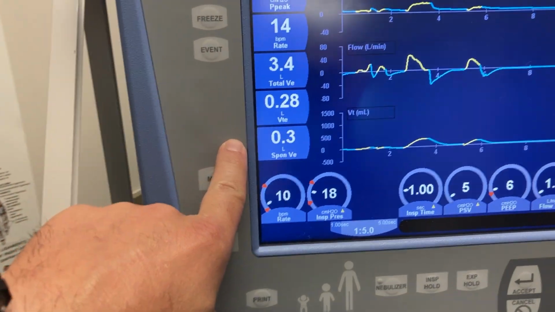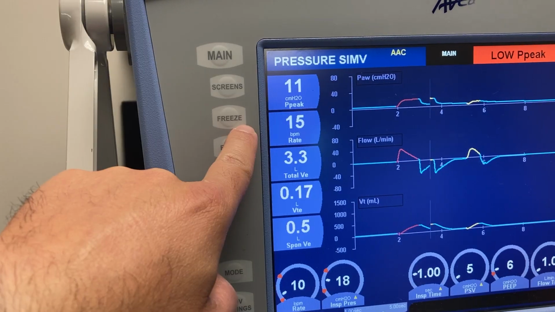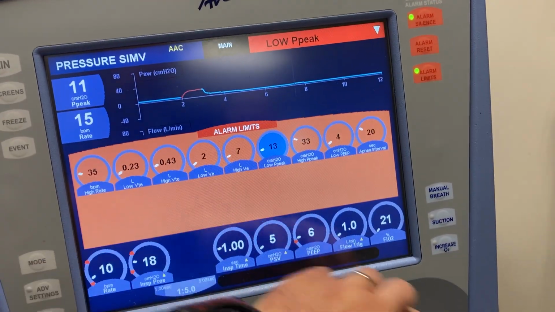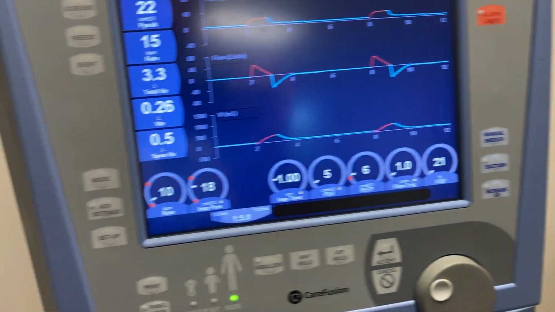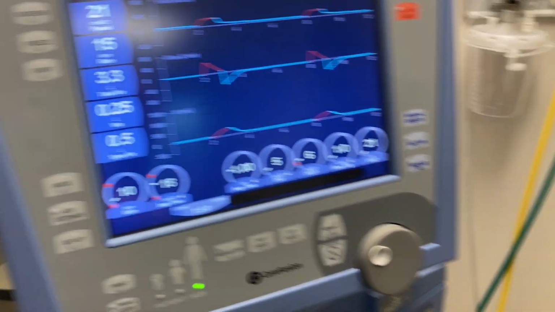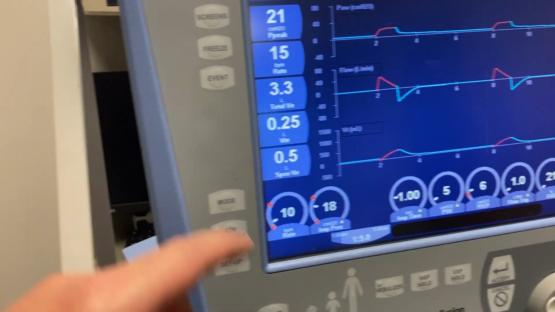Now notice that because I triggered that, the spontaneous minute ventilation is 0.3 liters per minute and the rate went up to 14 or 15. We'll kind of just set these out a little bit for the time being. So the respiratory rate went from 10 to 15. Now that I'm no longer triggering those breaths, it's going to calm back down.